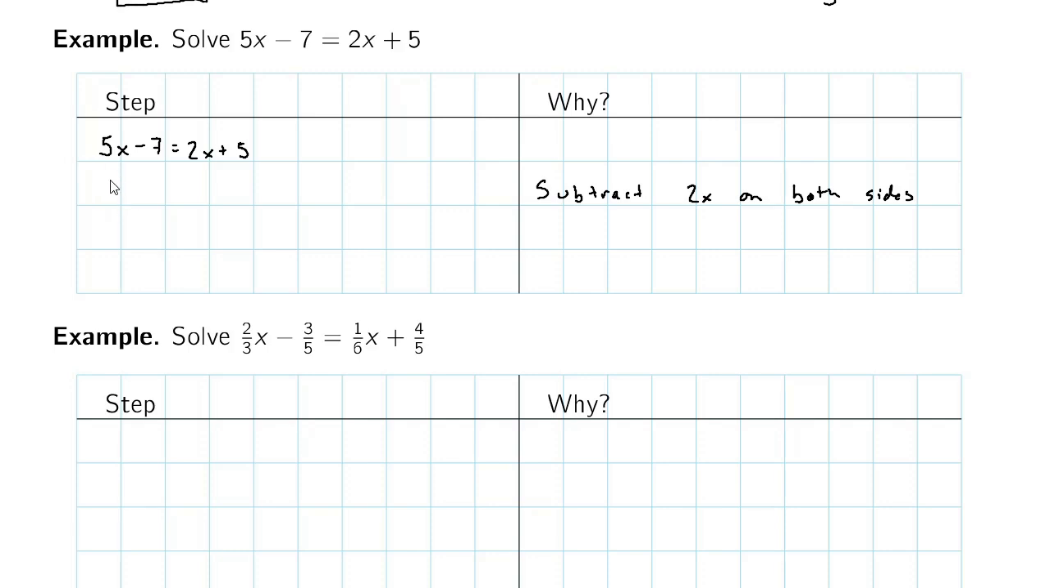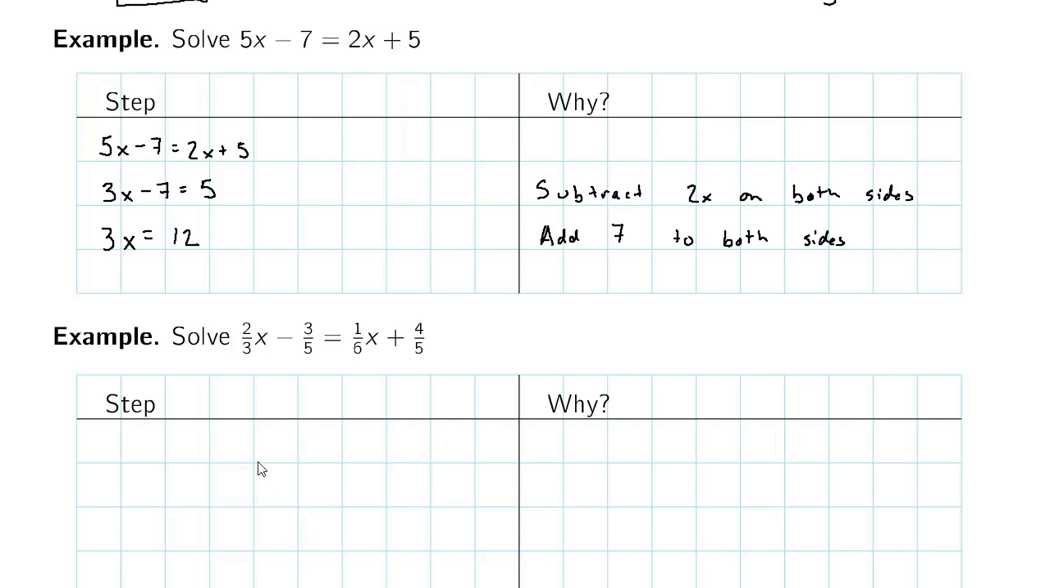That's going to combine with this 5x term, and we'll end up with 3x minus 7 equals 5. Okay, now this is the same kind of equation as the previous one. Next, we'll want to get rid of that minus 7, so we'll add 7 to both sides. On the left, we're just left with the 3x. On the right, 5 plus 7 is 12.